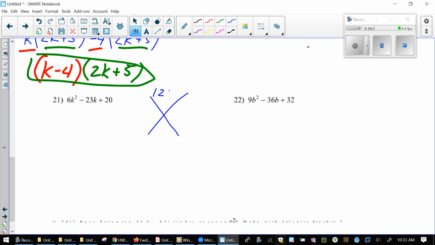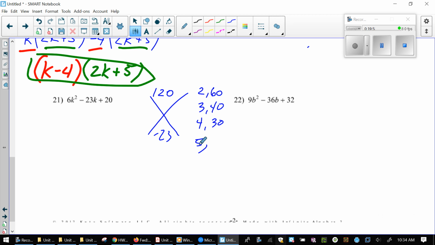All right, 6 times 20 goes on top. Negative 23 goes on bottom. All right, now my difference is negative 23. So these ones are a little further apart. I know it's not 1 and 120, so maybe we want to start our list with 2 and 60, 3 and 40, getting close, 4 and 30, and that's going to get us close.